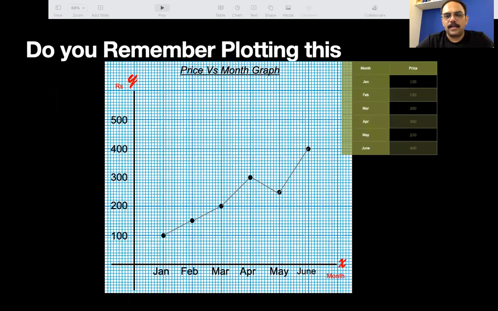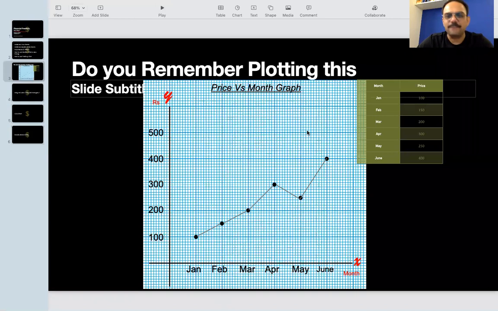So let's go ahead. Now, how many of you remember drawing this chart in your childhood? In 7th or 8th standard, someone would give us data for January, some 100 figure, February 150, March 200, 300, 240, 50. How many of you have drawn this chart in your childhood? Can I have a yes from all those who have actually drawn this chart? Yes? Everyone remembers? Okay, great.